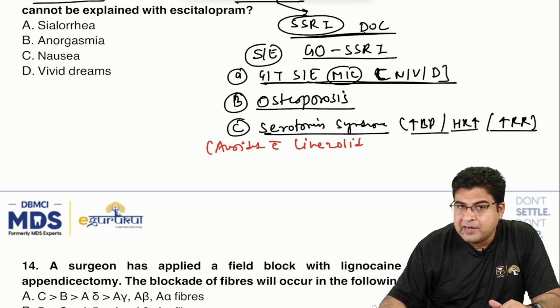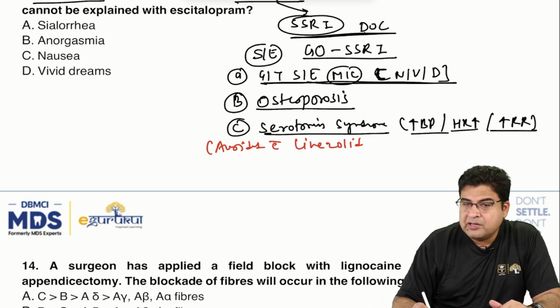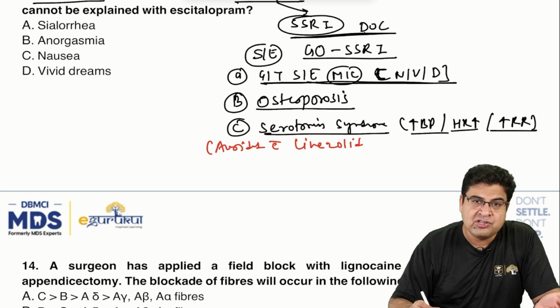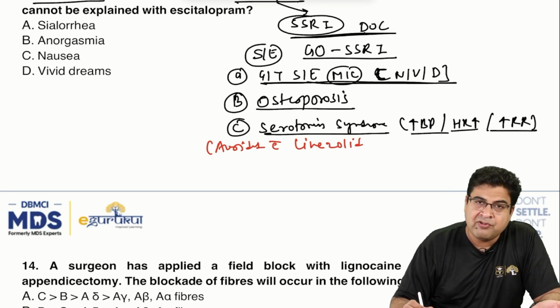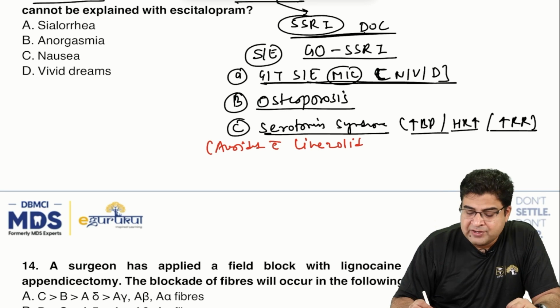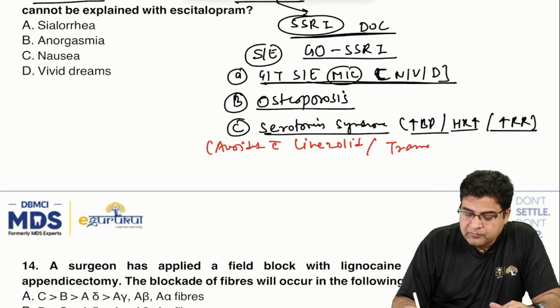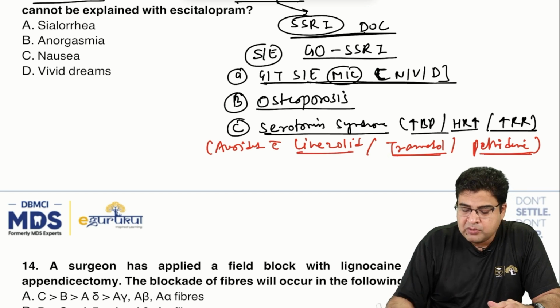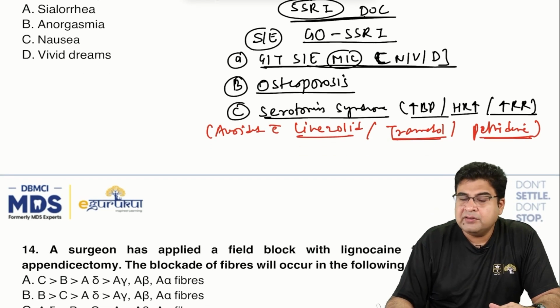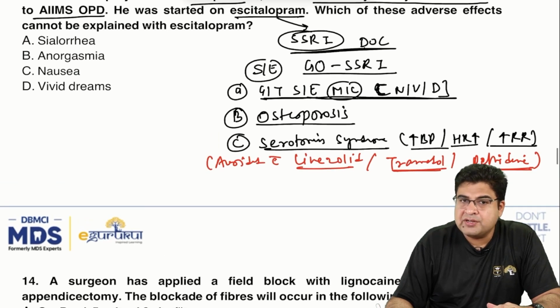This time in the dental NEET exam, they asked this question: a female is taking an antidepressant, she has been given some antibiotic, and she has got high BP and high heart rate. Which drug was given? The answer was linezolid. So SSRIs are avoided with linezolid, tramadol and pethidine, because these are other medicines which can cause serotonin syndrome.